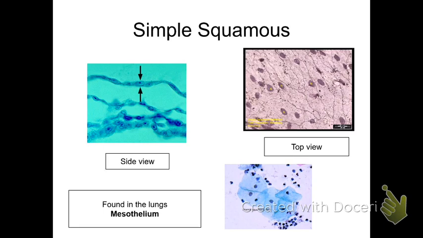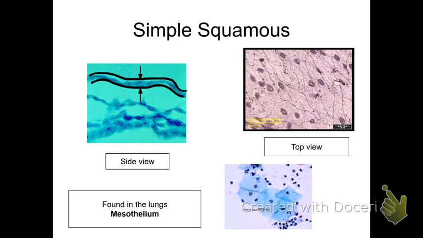So let's take a look at these tissues. So simple squamous. I've got two different views of this here. Let's start off with the one on the left. So simple squamous, I've got two arrows here for you. So basically I'm asking you to identify this layer of cells that's between the two arrows.